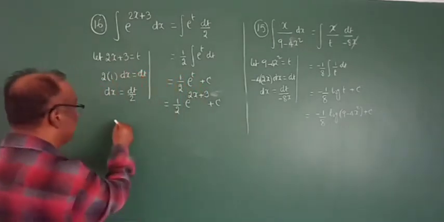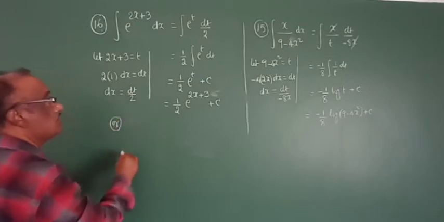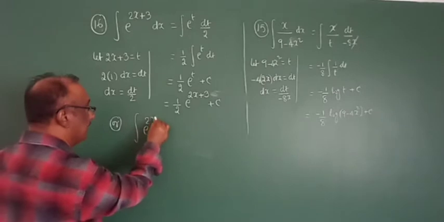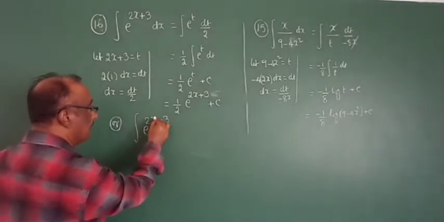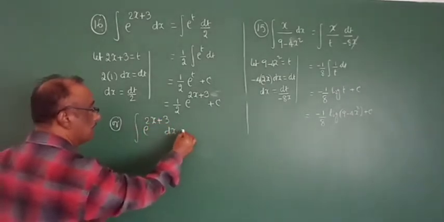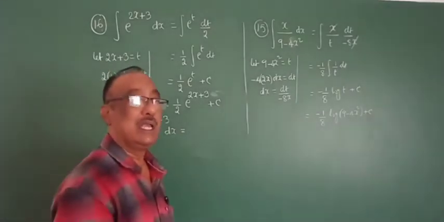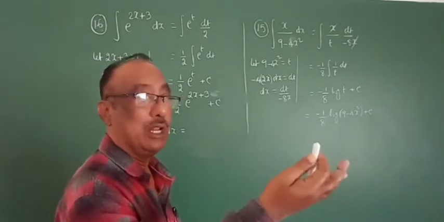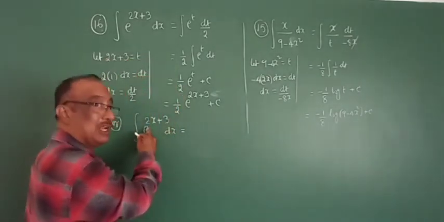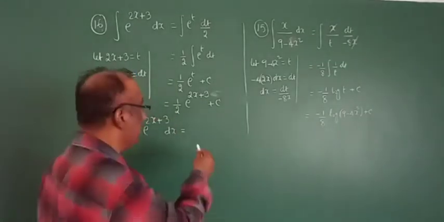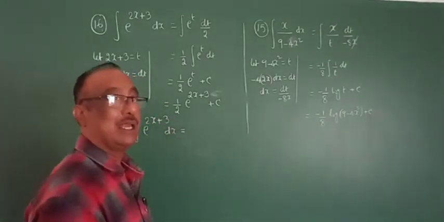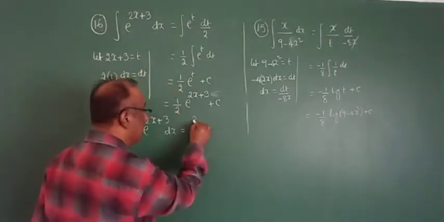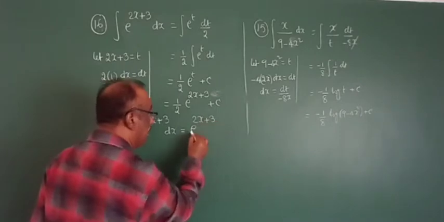What is the second method? Everyone see, chain rule. Integral of e power of 2x plus 3 into dx. Now by the chain rule: first the integration, next the chain rule derivative. E is an exponential function, and e is a good function, therefore we get e power of 2x plus 3 by the chain rule.